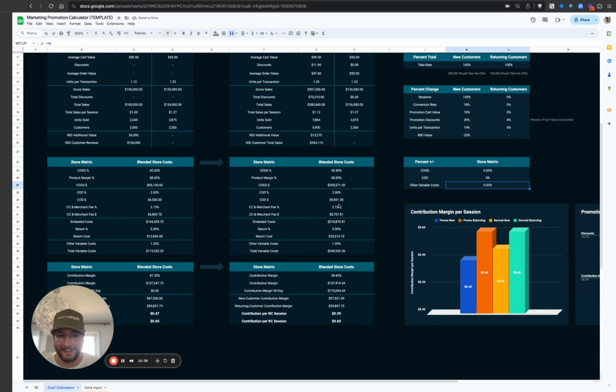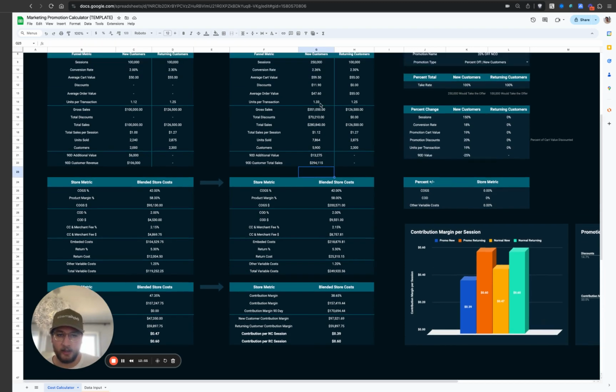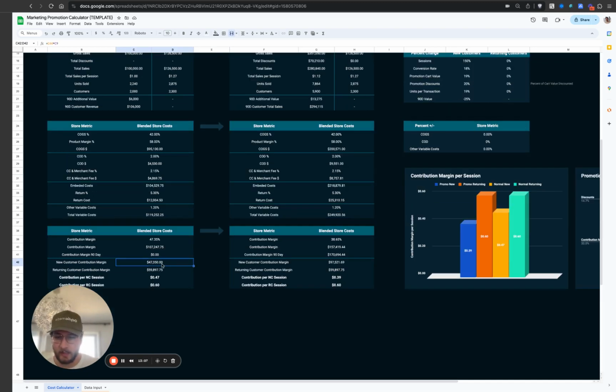So all in all, how does this promotion affect things? Well, first of all, we can look at our store metrics and how this changes. Our gross sales goes up by about 3x. Our total sales goes up by about 2.8x. And our 90-day additional value does go up just because of the higher session rate, but ultimately, apples to apples, we do still have a reduction on that. Now, looking at our total variable costs, about 2.5 times there, and so our ultimate new customer contribution comes out to be about twice as high as our normal contribution without the offer.